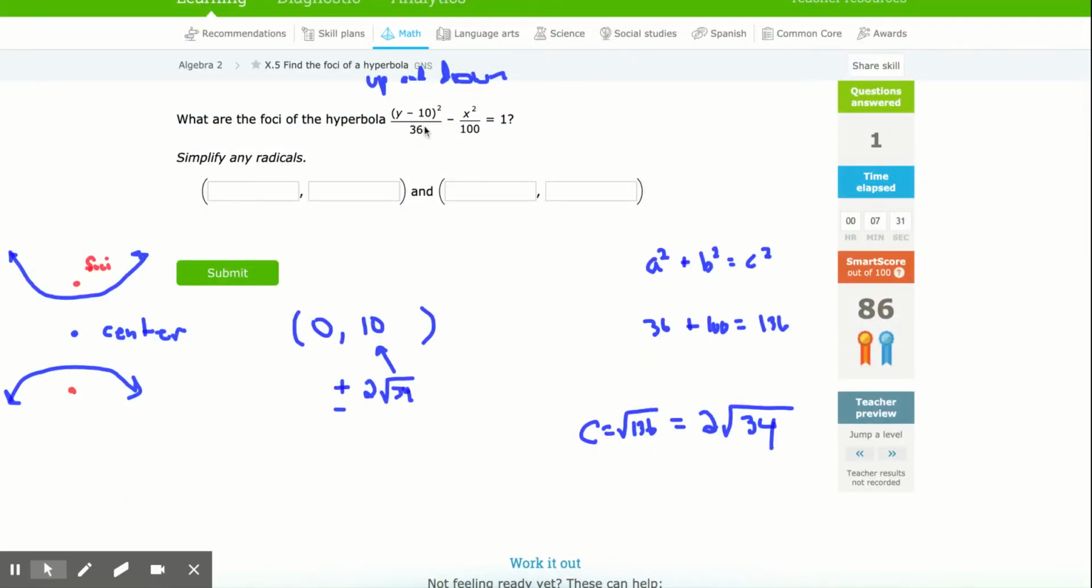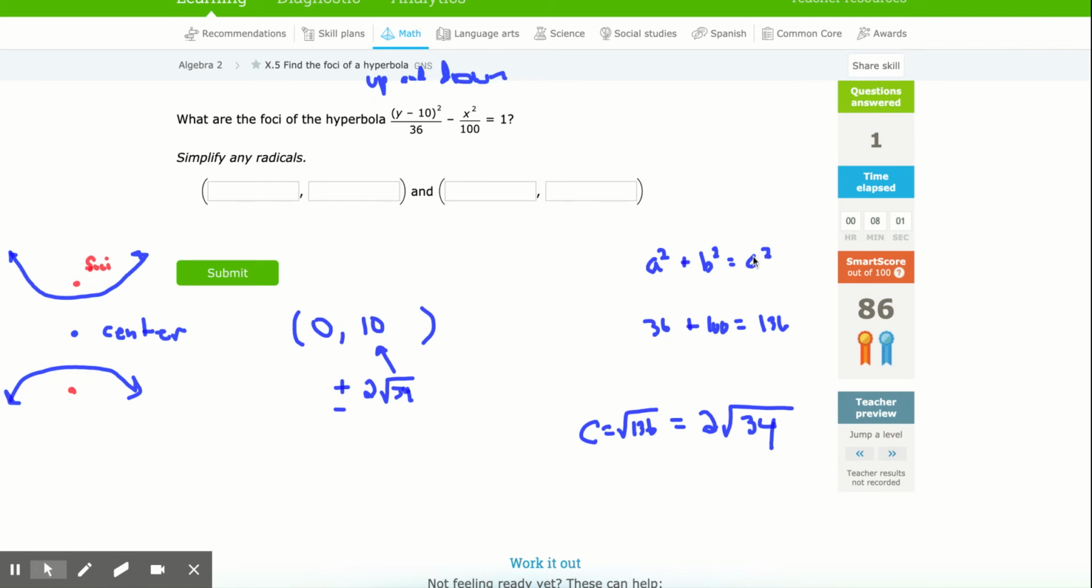In this one, we have a center that's not at the origin, and we know this one's opened up and down because the y squared, the term that has the y in it that's being squared, is the positive, and we're minus an x squared. So this one's going to be opened up and down. We're first going to find our center, which has a horizontal shift of 0 and a vertical shift of 10. So our center is 0, 10. That's this point here. And now I need to add and subtract my length c.